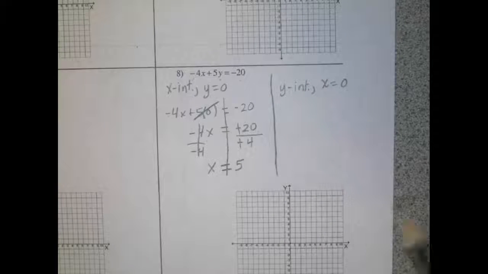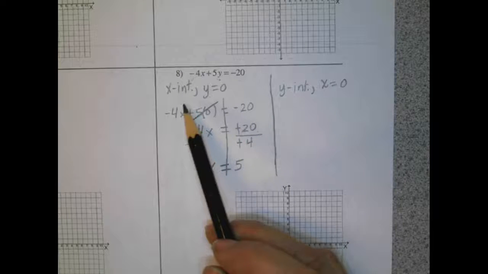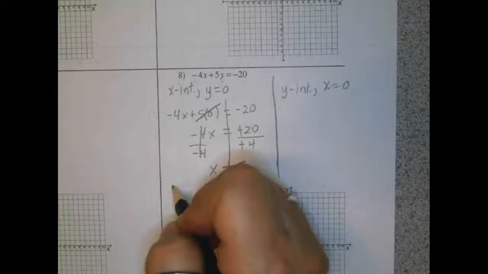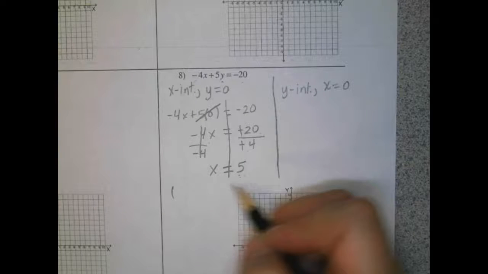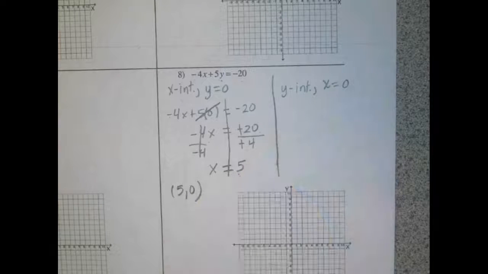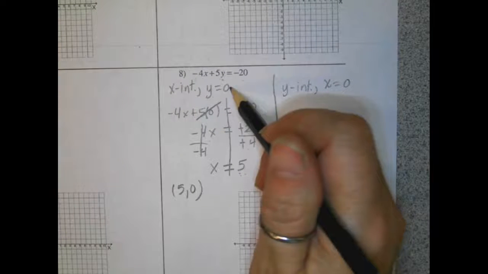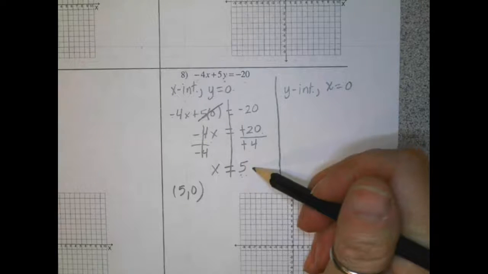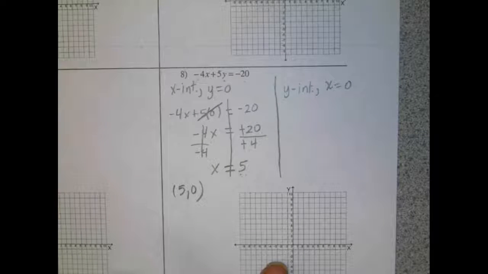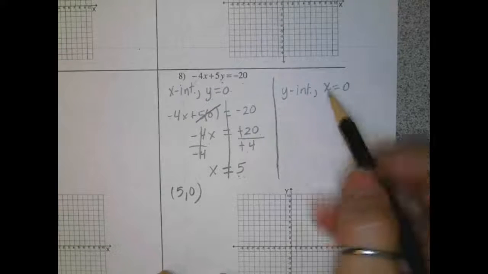So now I can write my ordered pair for this intercept. When y is 0, what is x? What is x? 5. x is 5. My y is 0. When y is 0 in this equation, x is going to equal 5. And that's the first one that I'm going to graph. Let's move over to the other side.